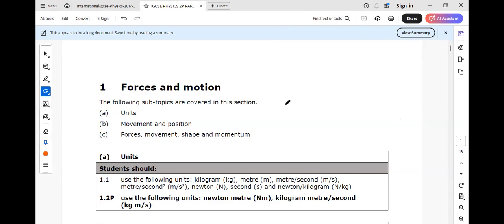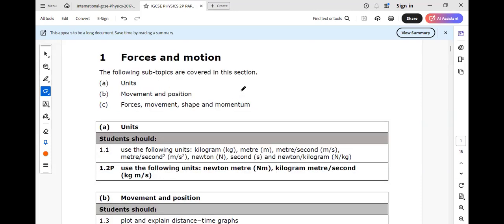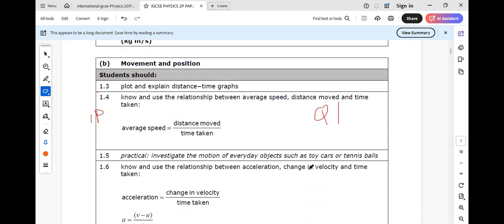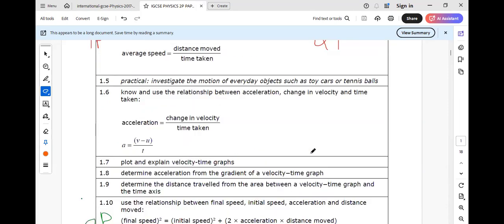Good afternoon, guys. I'm going to take you all through the areas that you got in the 1P paper. So first of all, we will go through the topics that were included in the 1P paper, right? Okay, so starting from the first topic, forces and motion, we got this area, the average speed, that was the first question. I sent this to you guys, so you have the document as well, right?